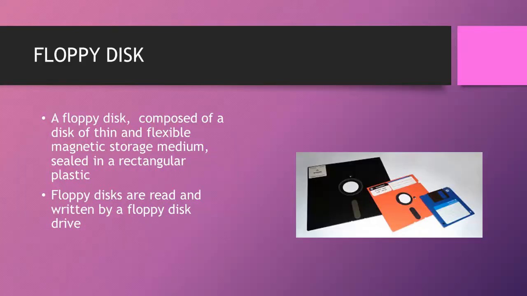Now our second storage device is the floppy disk. A floppy disk is composed of a disk of thin, flexible magnetic storage medium sealed in a rectangular plastic. Floppy disks are read and written by a floppy disk drive. A floppy disk can store a small amount of data as compared to a hard disk. They are used to store files safely. A floppy disk can also be used to transfer and carry data from one computer system to another.